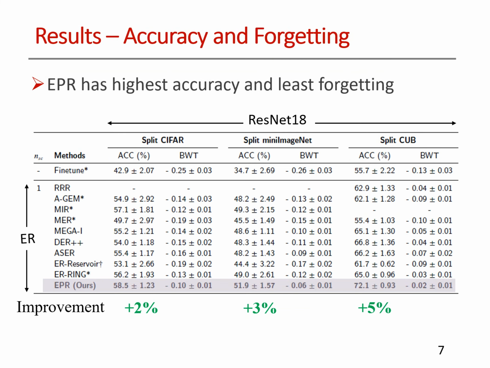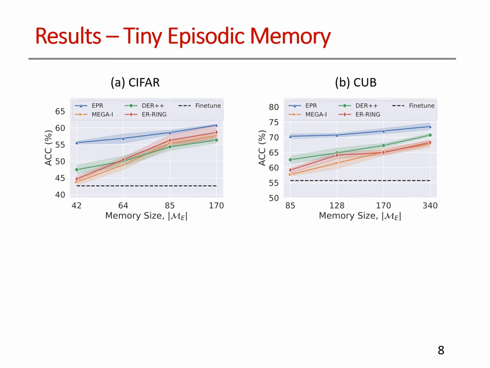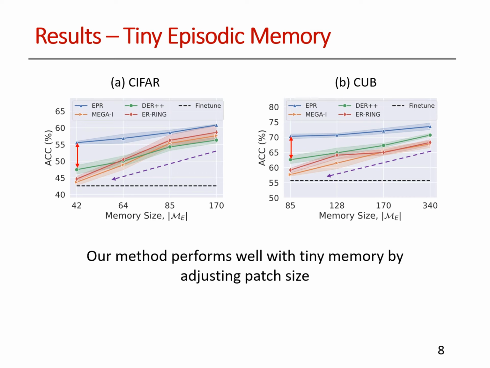Now, let's look at some results. We have used 3 datasets, each having 17 tasks. We have used a ResNet-18 model. For iso-episodic memory, we achieved up to 5% accuracy improvement over the state-of-the-art baselines with the least amount of forgetting. When we reduced the memory size further, our method performed well by adjusting the patch sizes, whereas other methods suffered drastically.